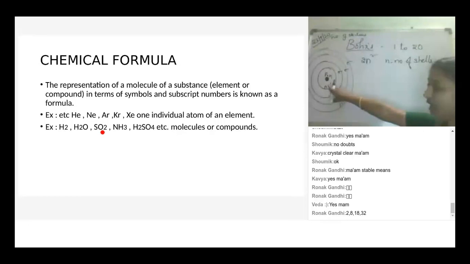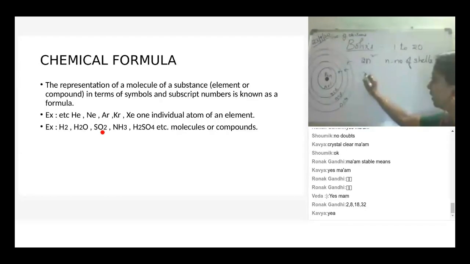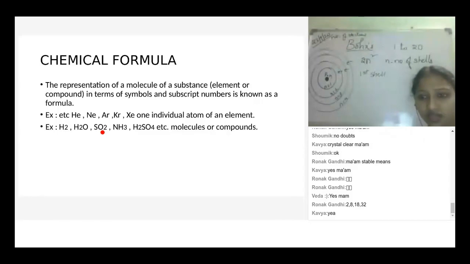For example, n is equal to 1 means the first shell. How many electrons can it accommodate? Two. If the first bench is there, the children will occupy the space based on the space allotted; if it is allotted for only two children, only two will occupy it. The second bench has the capability to accommodate 8 children. But if 3 children are there, 2 children will occupy the first place and 1 extra child will go and occupy the second table. Understood?